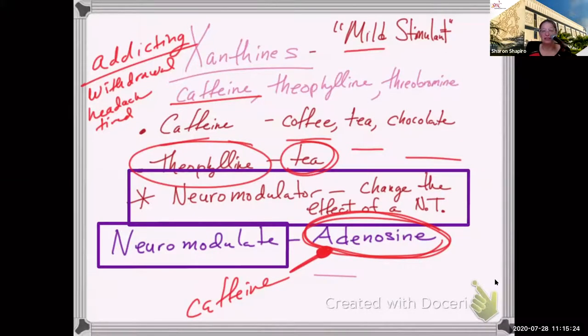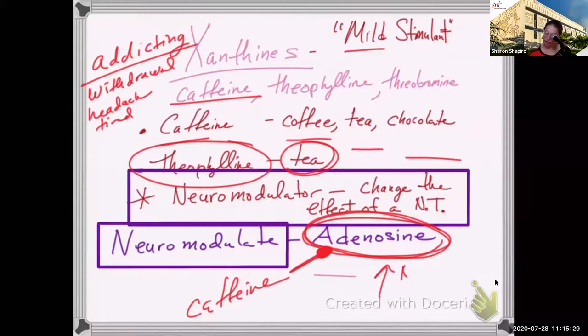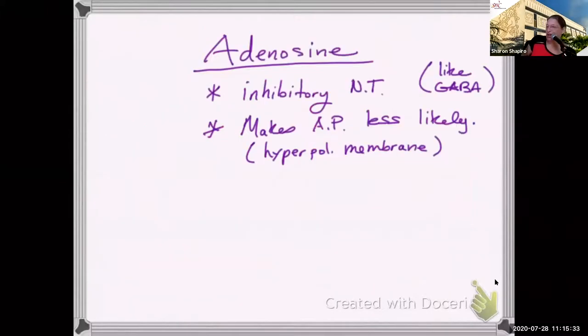And I want to just focus in on this adenosine molecule. So adenosine, this is the neurotransmitter that normally is functioning in your brain. And since I didn't do chapter 15 with you, I wanted to just talk a little bit about adenosine right here. So adenosine is an inhibitory neurotransmitter.